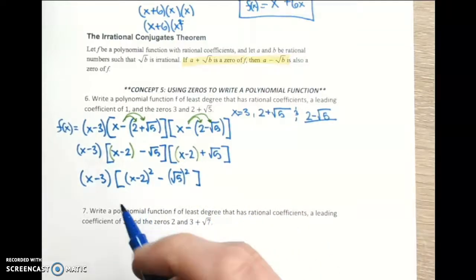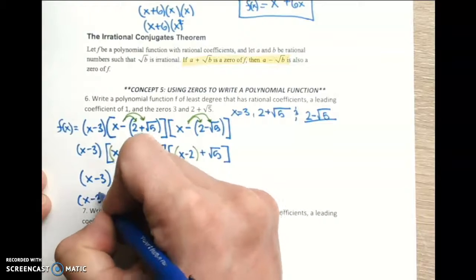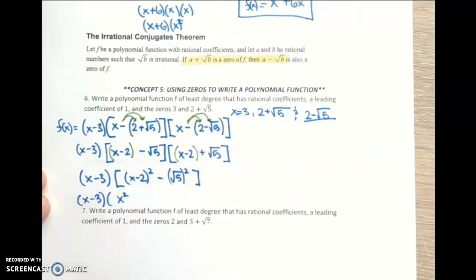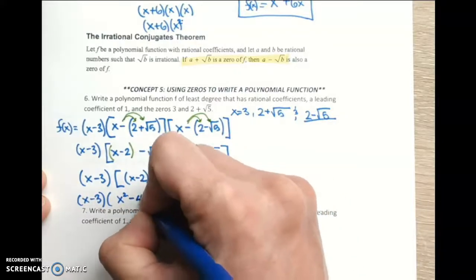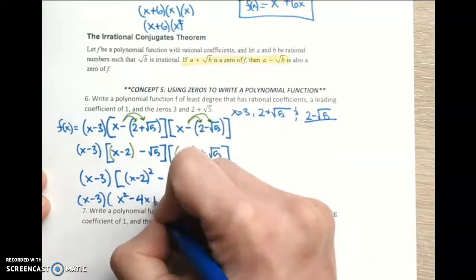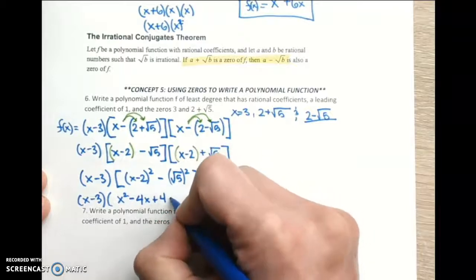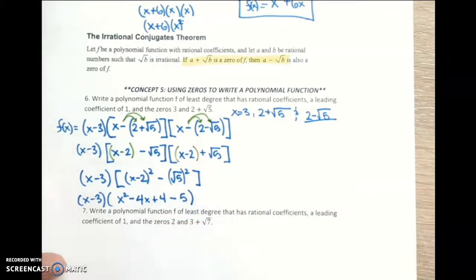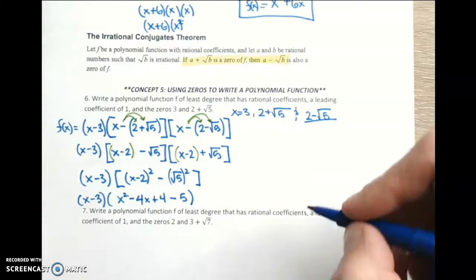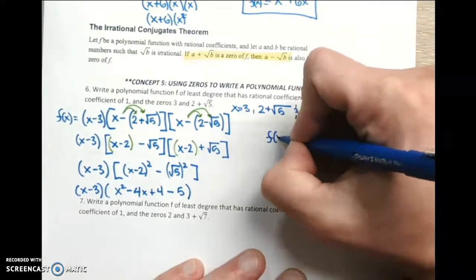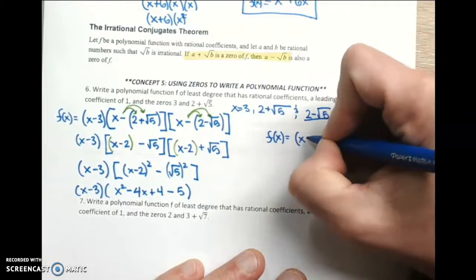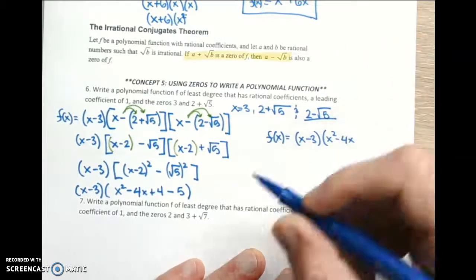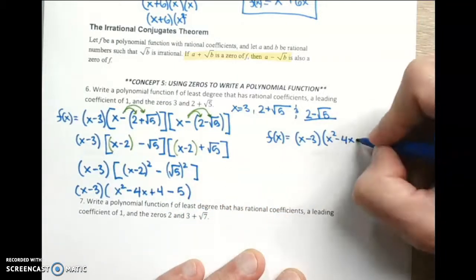Now I'm going to use this shortcut. So I have x minus 3, and now I take my first term and square it, x squared, multiply my two terms together, negative 2x, and then double it, so it's negative 4x. And then take my last term and square that, so it's 4. And then minus square root of 5 squared is just 5. Okay, so now I'm going to continue on over here. f of x equals x minus 3 times x squared minus 4x, and then I'm just going to combine 4 and negative 5, and that's negative 1.